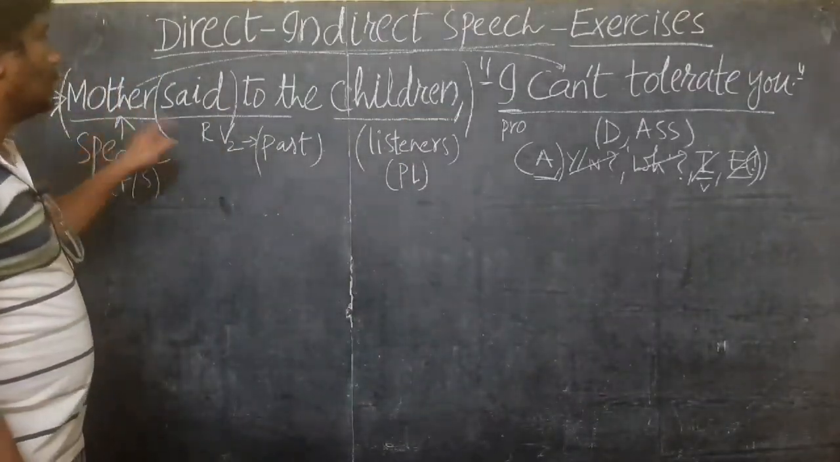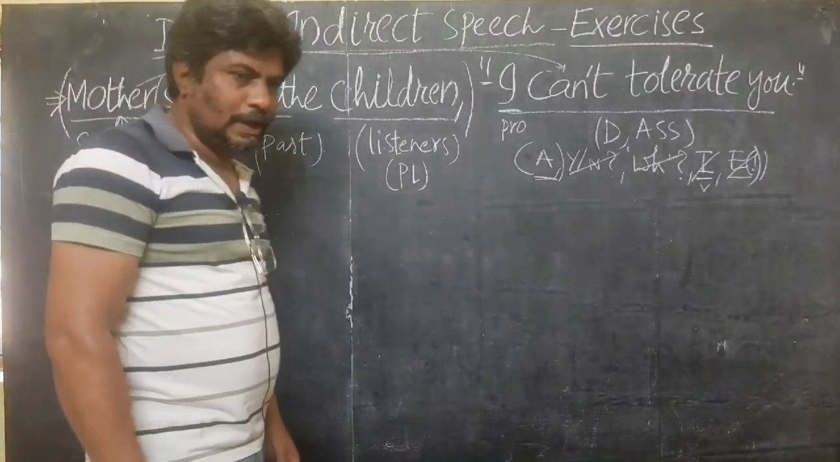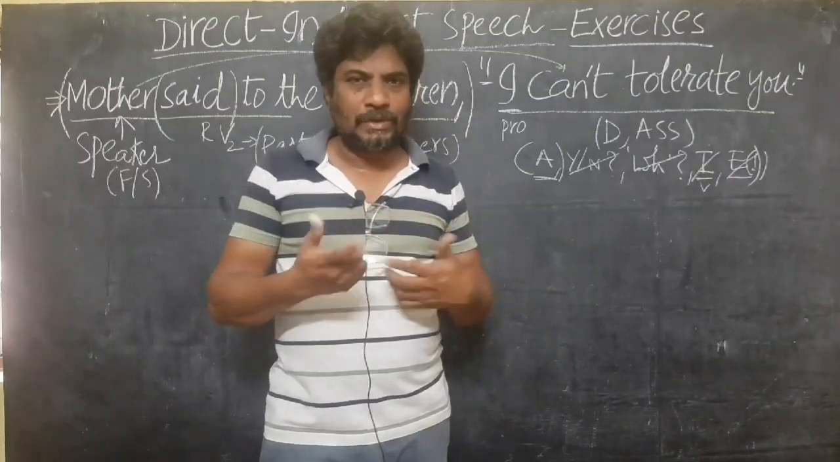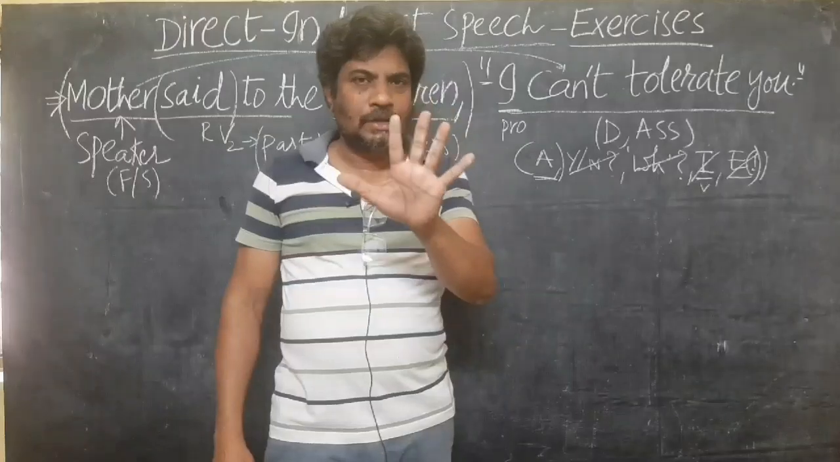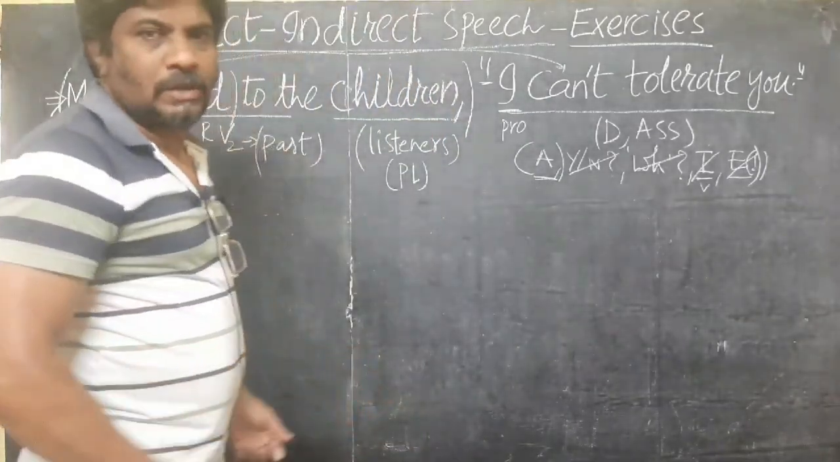So see here, mother said to the children. So this is our answer. Now we shall write the answer. I've already given you the content related to direct and indirect speech transformations. What are the changes? I've already told you. Usually the change occurs at 5 places, sometimes 2 or 3 cases. In this case, we shall see what the changes are.